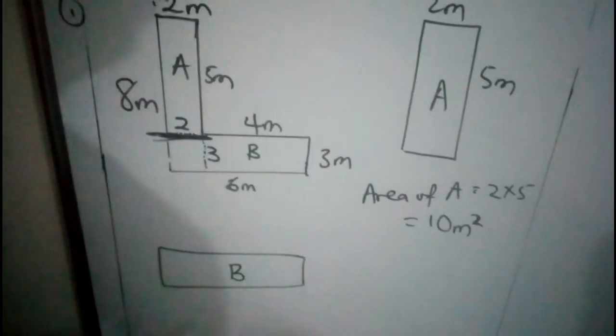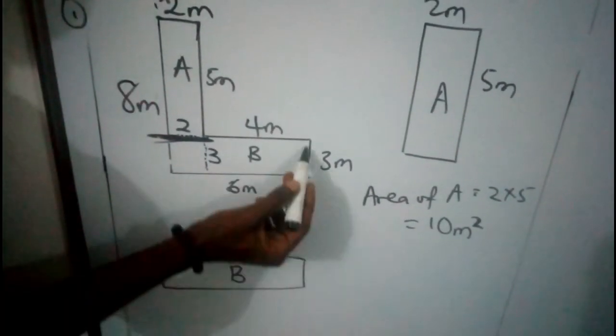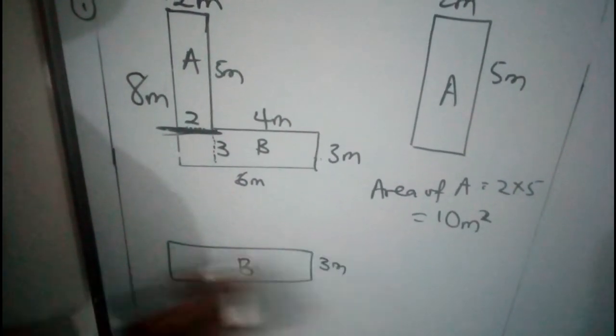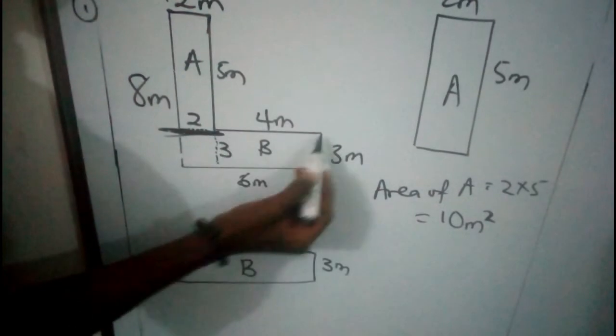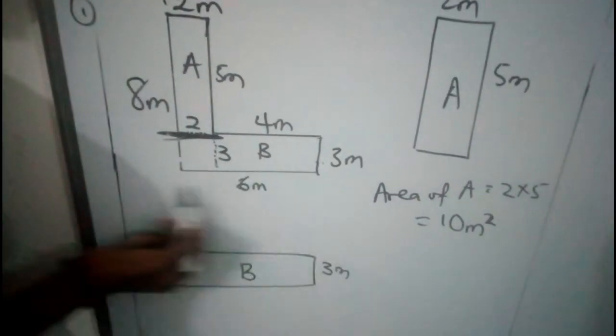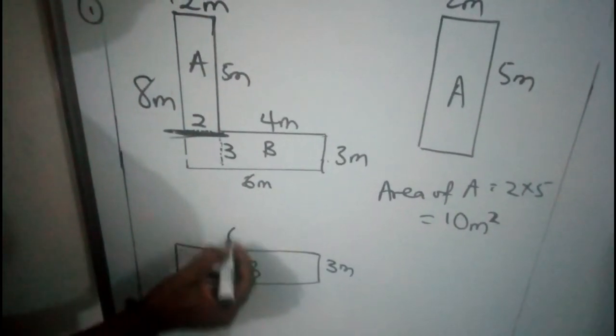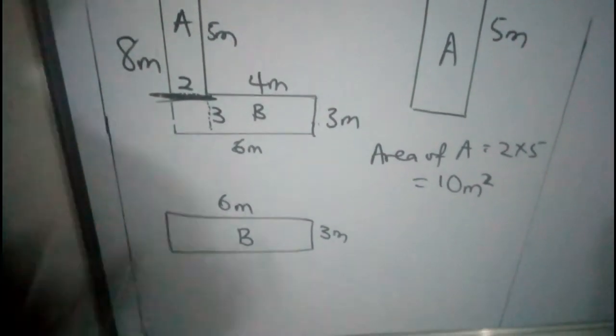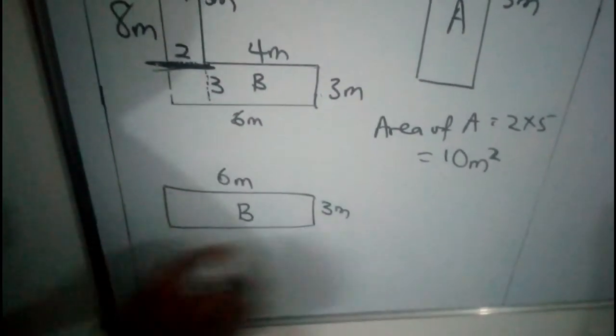B. Now, what is this side for B? It is 3 meters. And what is this length for B? It is not 4 meters. You can see it extends to this place. So it is what? 6 meters. So I have 6 meters there. Now, what shape is B? B is a rectangle, isn't it? Because the length and the breadth are not the same. So what do you say?